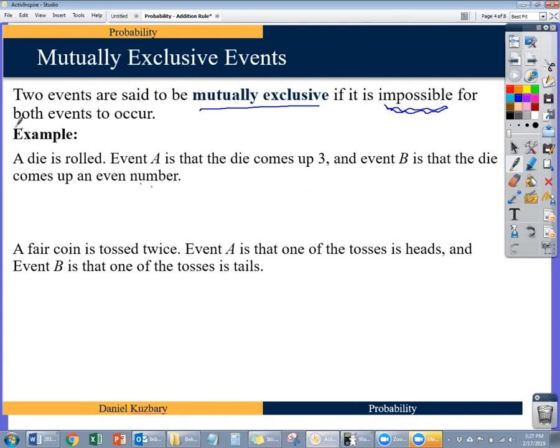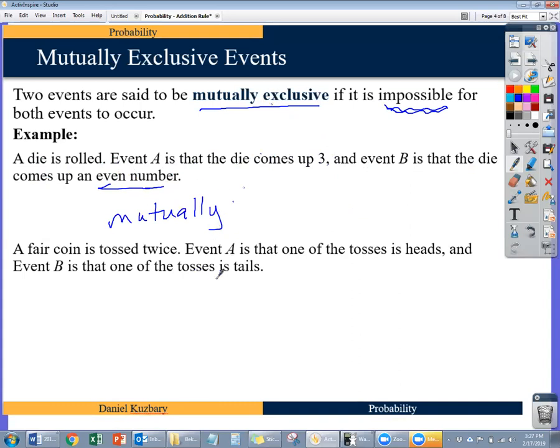Let's see if any of these are mutually exclusive. A die is rolled. Event A is that the die comes up a 3. Event B is that the die comes up an even number. And the question is, are these mutually exclusive or not? Well, can a die end up being a 3 and an even number at the same time? The answer is no. So these are mutually exclusive. You get that? So it can't be this and that. It's got to be one or the other.